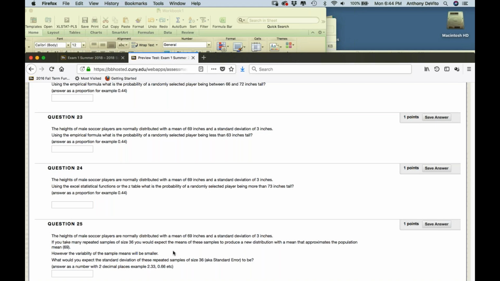So what's that going to be? What would you expect the standard deviation to be for 36? Well, it's going to be the standard deviation, which is 3, divided by the square root of the sample size, 36. The square root of 36 is 6. So 3 over 6 is 0.5. So that's going to be your standard deviation.